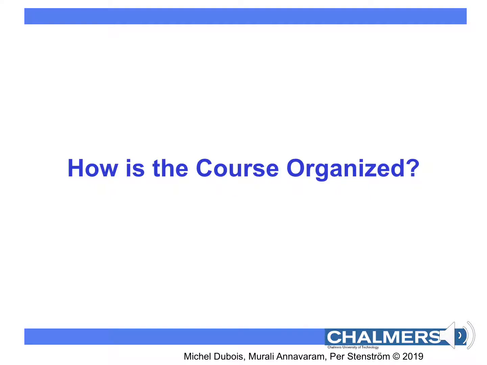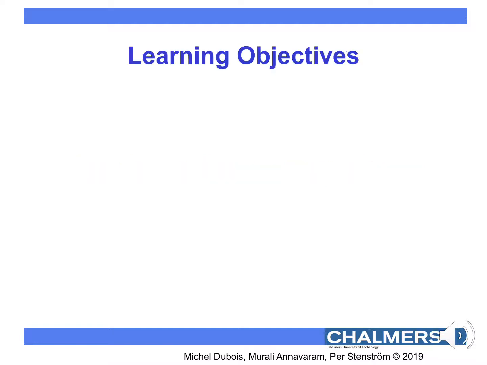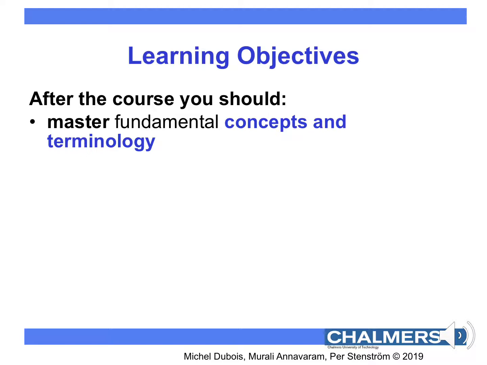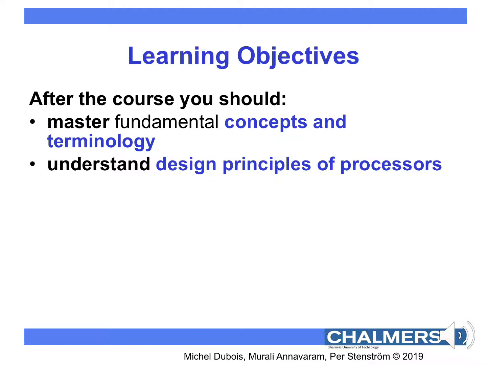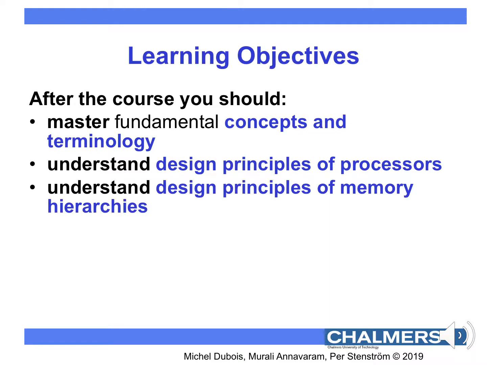Here I will tell you how the course is organized. Starting with the learning objectives, after the course you should, number one, master the fundamental concepts and terminology used in computer architecture, and understand the design principles of processors. You should also understand the design principles of memory hierarchies. Processors and memory hierarchies are the key fundamental concepts in building computer systems.